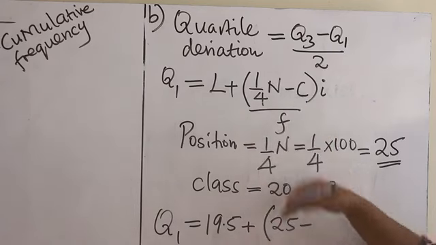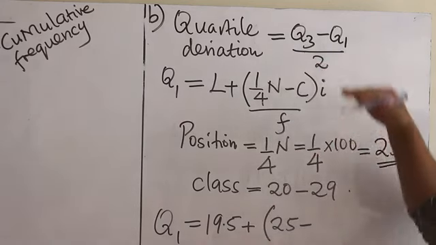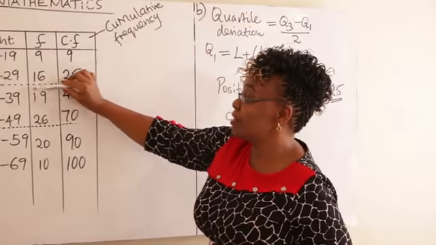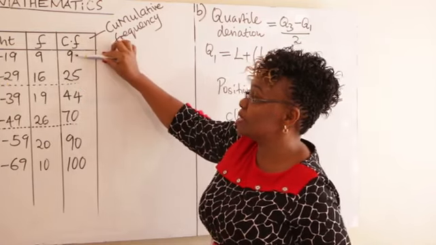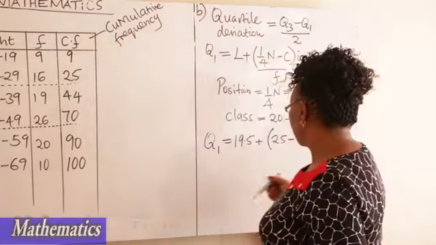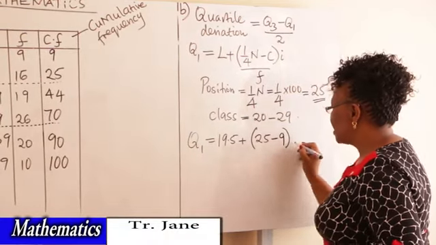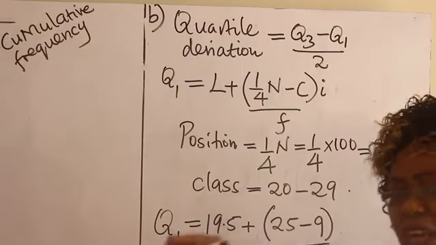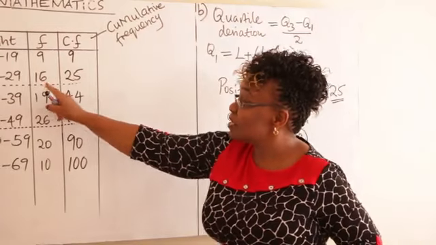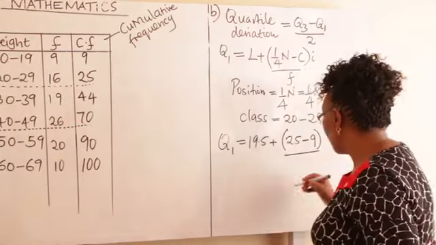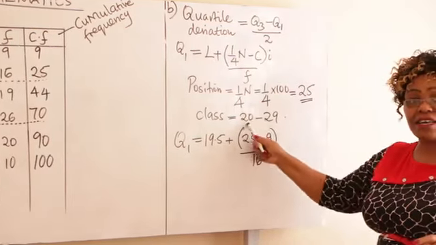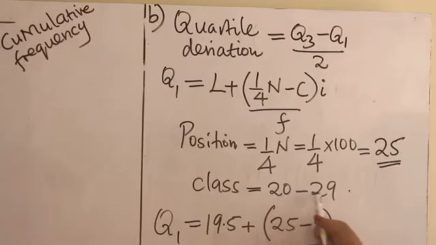What is the cumulative frequency above? The cumulative frequency just above the class that you are dealing with. So we are dealing with this row here, and the cumulative frequency above is 9. So you come and write 9 here. Divide by F. F refers to what again, learner? The frequency of that class, which is 16. And finally, what is your I? The class interval of this class is 10. So you write your 10 there.